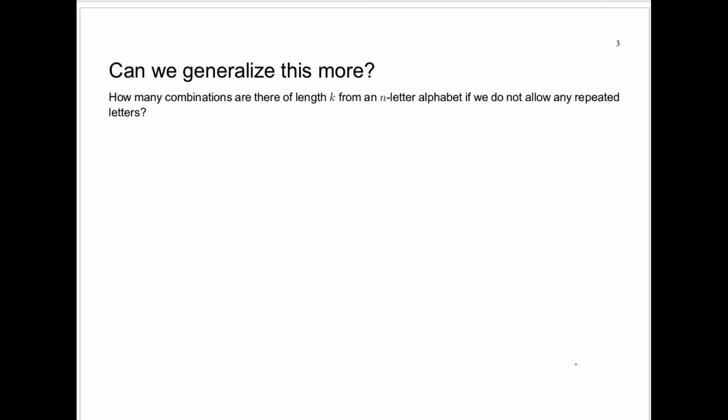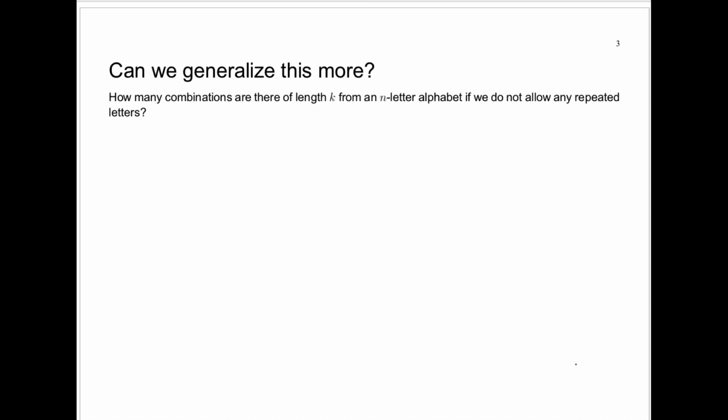Can we generalize this even more? What if I want to talk about combinations of length k from an n-letter alphabet? Before we had just combinations of length 2 from an n-letter alphabet. Now I want to allow combinations of any length k from an n-letter alphabet if we do not allow any repeated letters. Notice right away, k cannot be bigger than n, because if you don't allow any repetitions and you only have an n-letter alphabet, you can't have more than an n-letter combination.